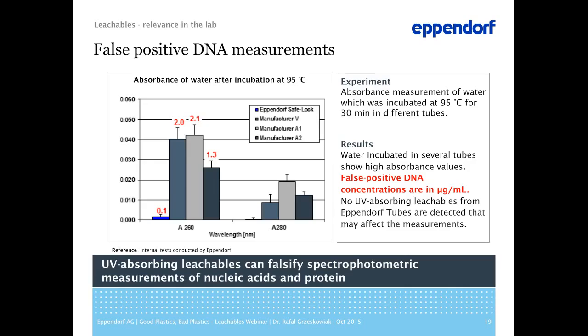And the results shown in the panel here are quite striking. Even after relatively short incubation times, the amount of false DNA was reaching over 2 microgram per milliliter. These are the red numbers over the bars, as you see. These concentrations are actually considered pretty high and sufficient for most assays where DNA is used as a template. Of course, in this case, we didn't do any downstream assays, as it might be just frustrating because there is no DNA. And the samples also showed high readings at 280 nanometers, which is typically used to quantify protein, and in this case also leading to false positive quantification. So let me conclude here. UV-absorbing leachables can falsify spectrophotometric measurements of nucleic acids and protein.